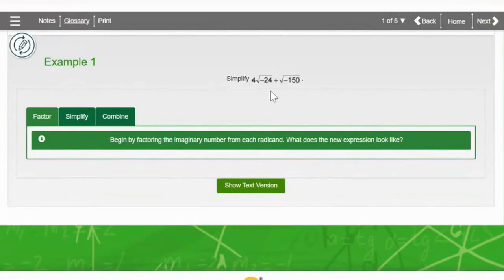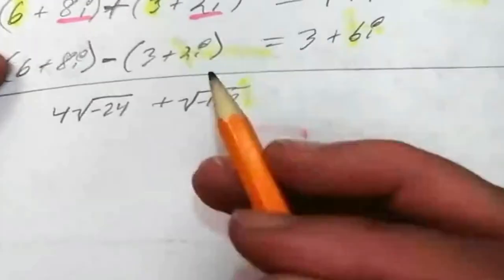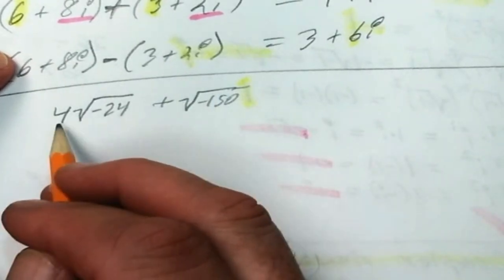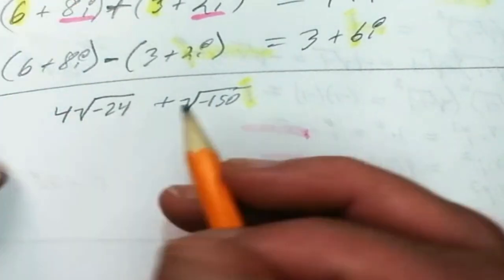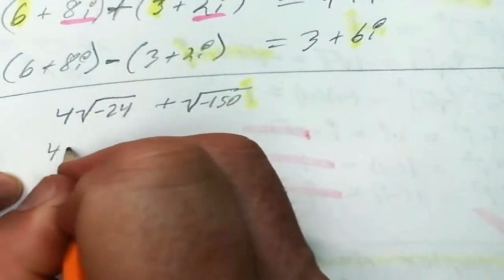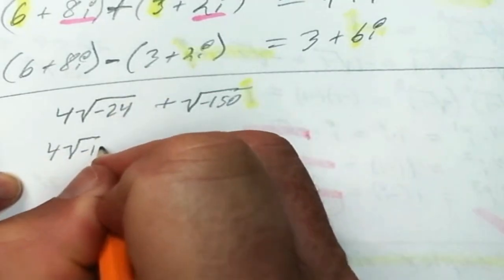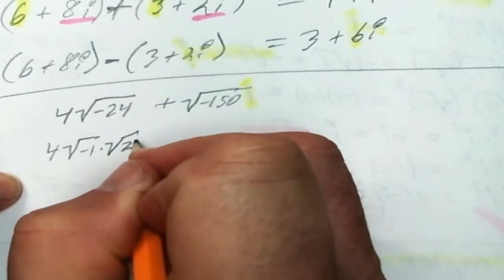So here, we'll try this one on paper. So the first thing we want to do is we want to rewrite anything. And this is 4 times. This is not 4 plus. It's not like this. So 4 times the square root of negative 1 times the square root of 24.